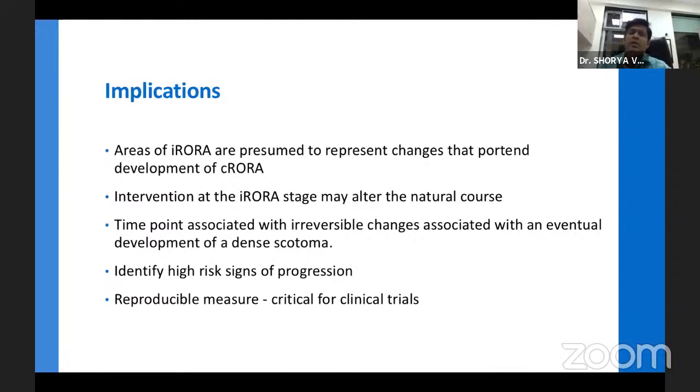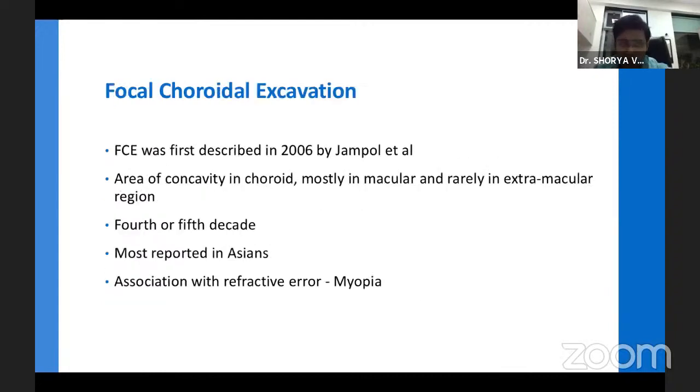So basically now we have some sort of a parameter that we can check on an OCT, and then we can plan interventions so that we can stop it at the stage of IRORA, and probably even try to find a time point at which we can reverse the changes and not go into irreversible changes. So basically, it is just a way of finding a reproducible measure which can be used in trials so that we can have interventions which can reverse the process if possible.